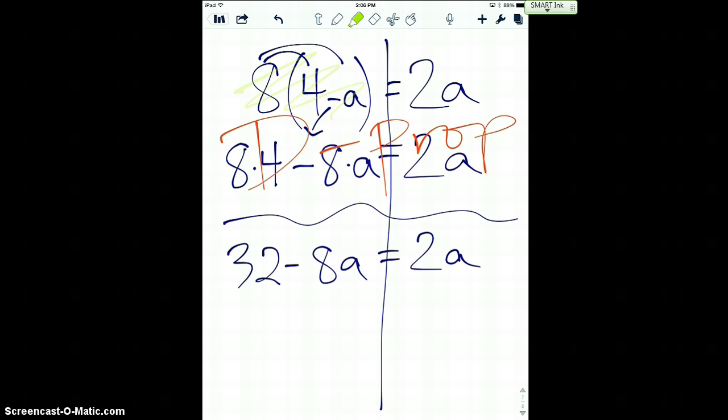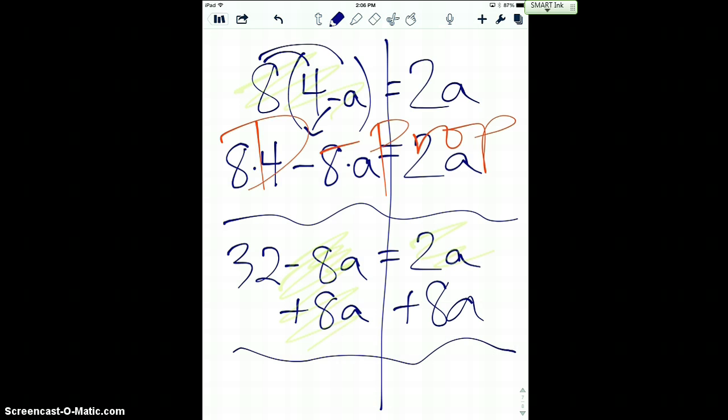Alright, now I notice that I have a's on this side, a's on that side. I need to get them together. So think about where you can bring the a's to where they stay positive. Because that's what I want to do. I want to keep them positive. So if I bring this 2a over here, I'd have to subtract it. And if I subtract it, I'm not going to keep it positive. So I'm not going to do that. So I'm going to bring the negative 8a to the other side, meaning I'm going to have to add 8a to get those 8's to cancel.